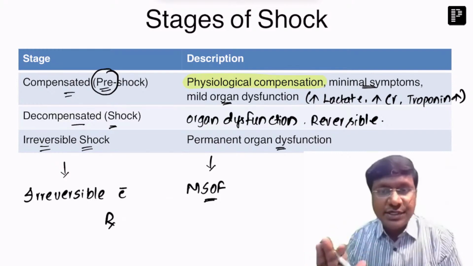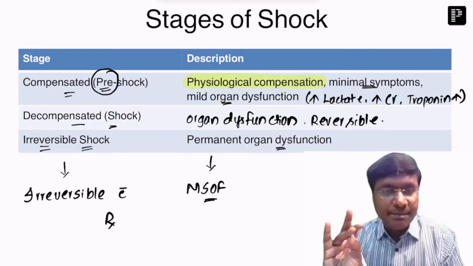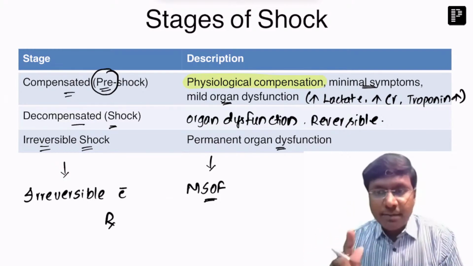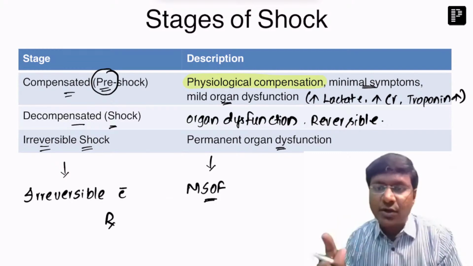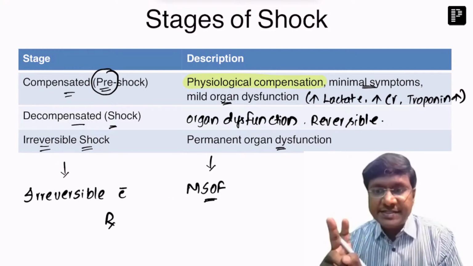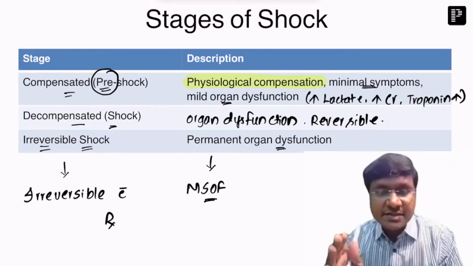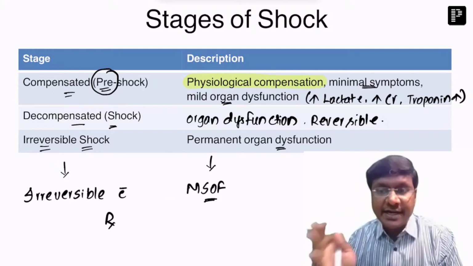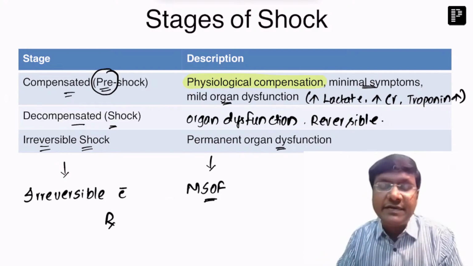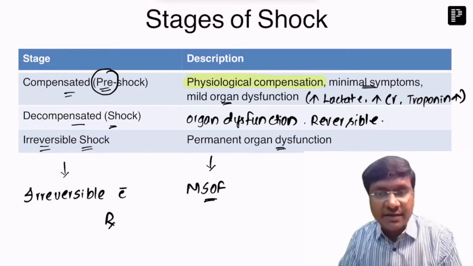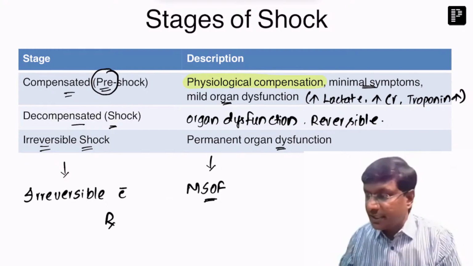That is your compensated, decompensated, and irreversible. In compensated, please remember the symptoms are minimal, with mild organ dysfunction. In decompensated, it is reversible with prompt intervention. And in irreversible, the individual will progress to multi-system organ failure, and it is irreversible even with treatment. That is your irreversible shock, right?